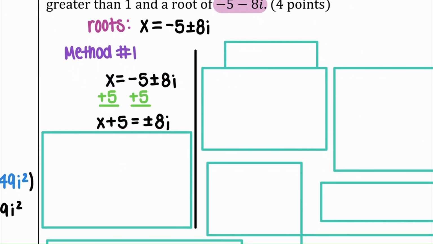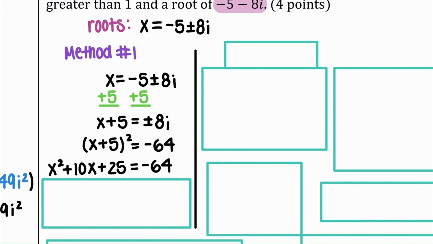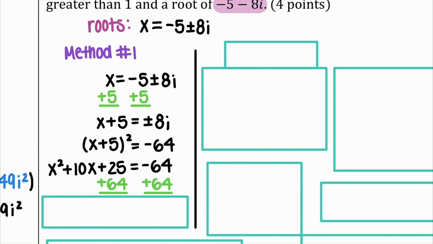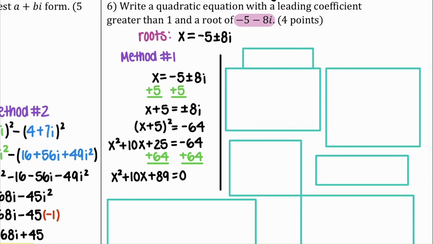And so on the left side, that's going to give us (x plus 5) squared, while on the right side will give us negative 64. Because whether it be positive 8i times itself or negative 8i times itself will always result in negative 64. And then so from here we can multiply the x plus 5 out, giving us x squared plus 10x plus 25 is equal to negative 64. And then isolating or making the equation equal to 0 will give us plus 64 on both sides, thus giving us x squared plus 10x plus 89 is equal to 0.